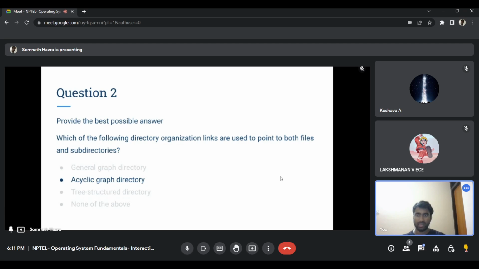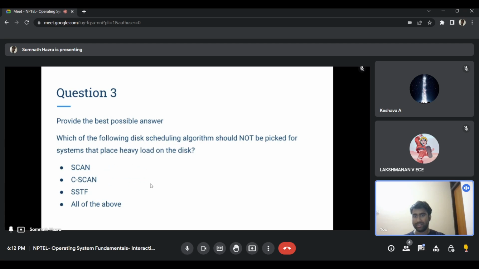So what happens is, in a general graph directory, if you know about graphs, there may be cycles that are created. Since we are using links to point at both files and subdirectories, if a particular subdirectory has a reference to another file, that may create a cyclic kind of structure. So in order to break that kind of cyclic structure, you need an acyclic graph kind of directory. And tree is a particular hierarchical structure which may not always be required. So acyclic graph directory will do for our case. Anyway, let's get to the next question.